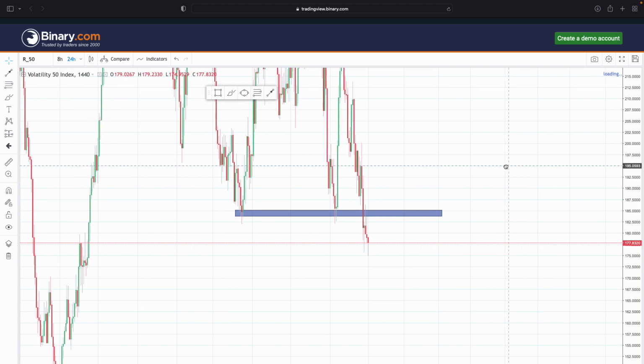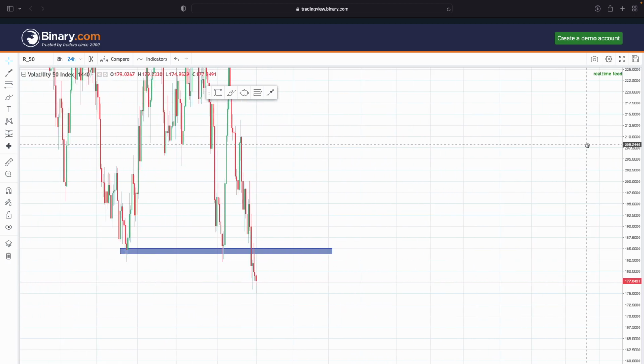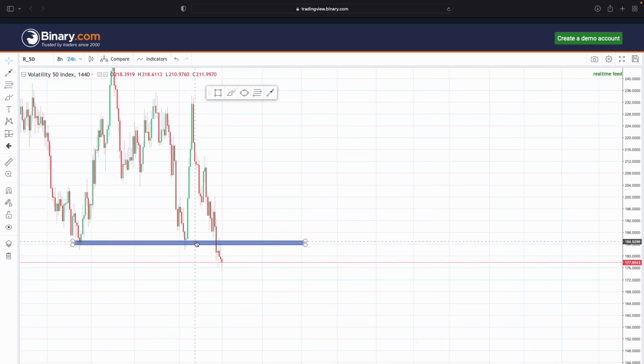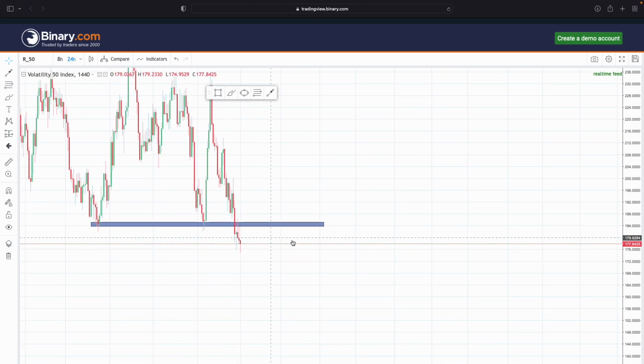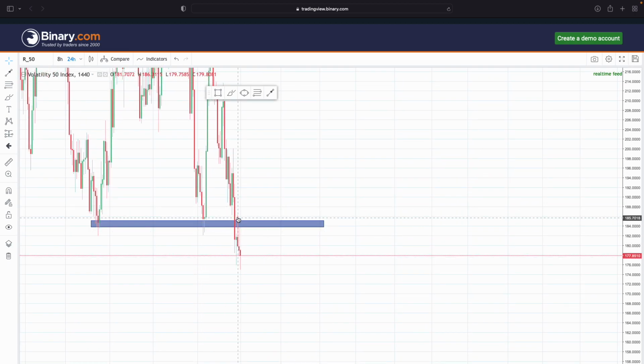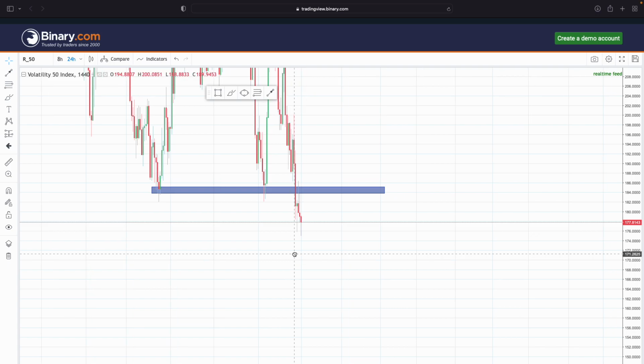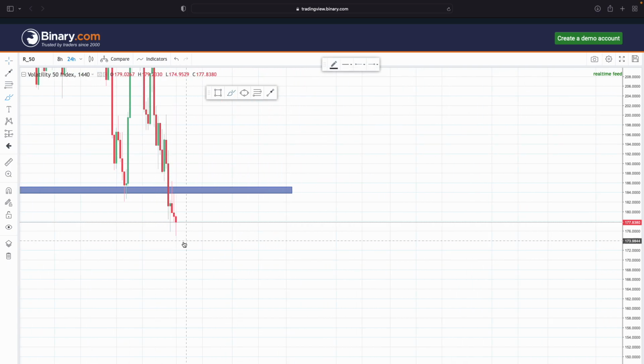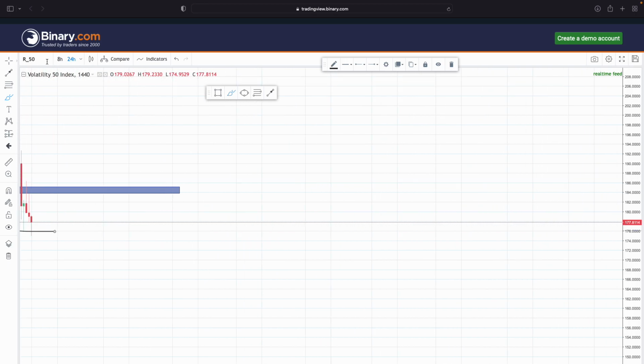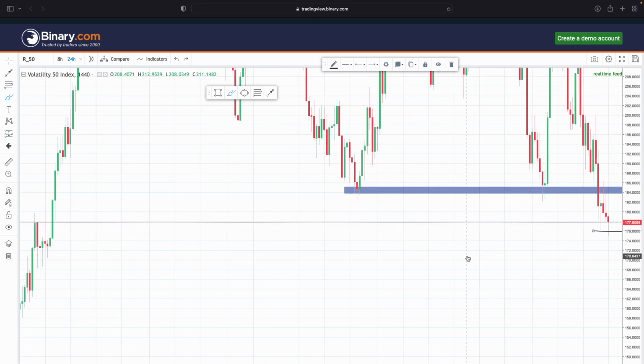So this level over here also, so we can see here from a daily perspective, this market printed a strong level of support. Support got broken. It then got tested as a level of resistance. However, we can see here this market had printed a wick over here that it is currently rejecting.